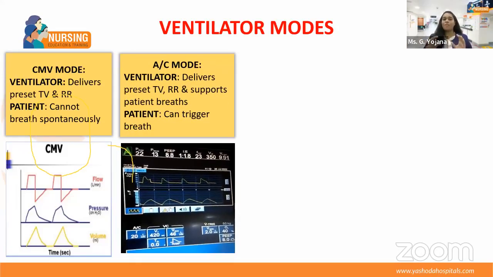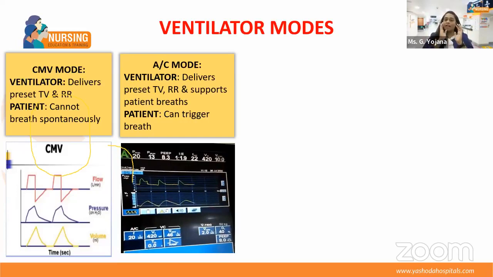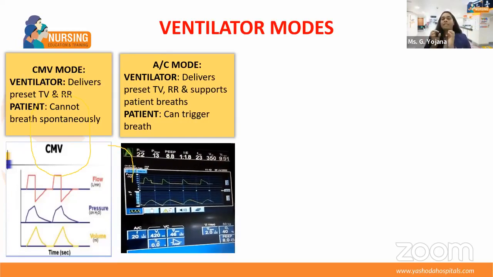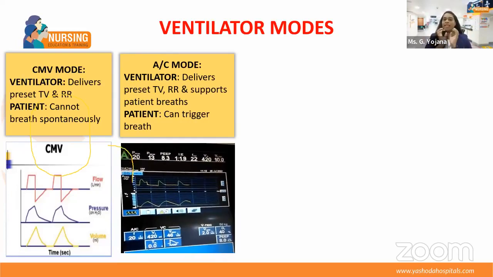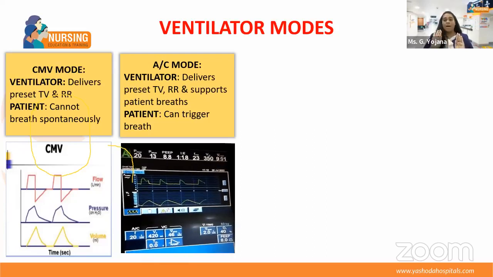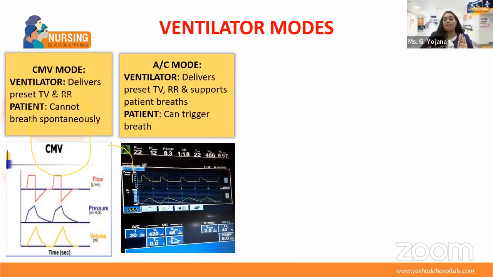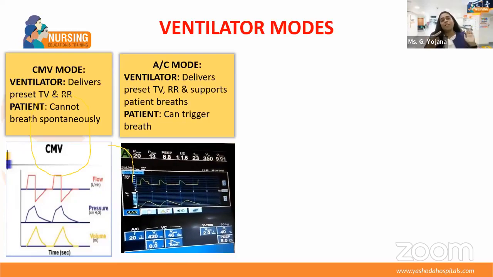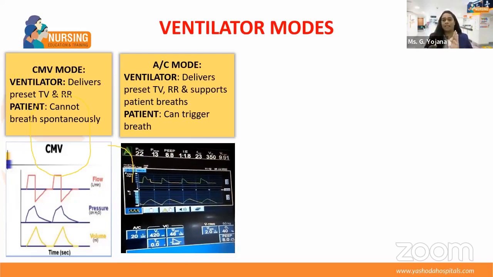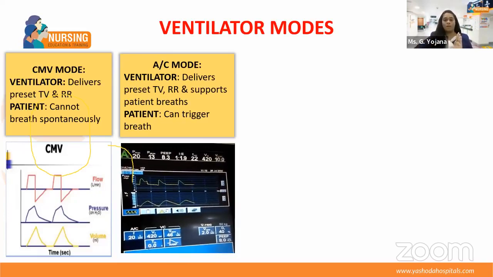Here in this mode, the tidal volume and respiratory rate are set, and this will be delivered by the ventilator. But when the patient is able to trigger, when the patient is able to breathe, the ventilator will give support for the patient to breathe. This is about assisted control mode.